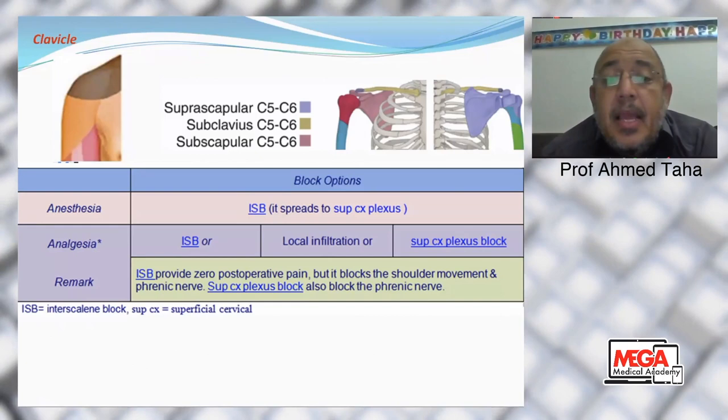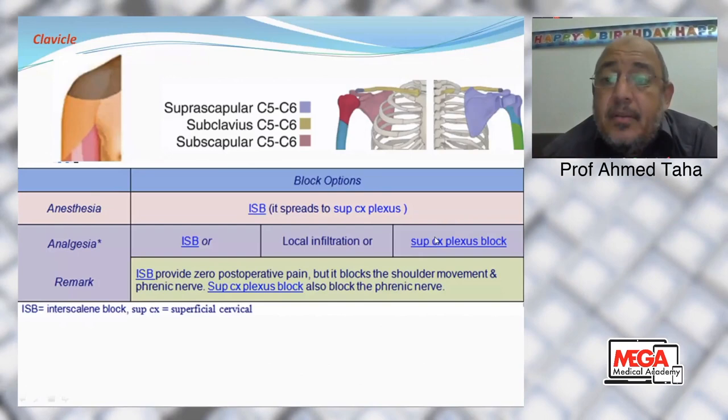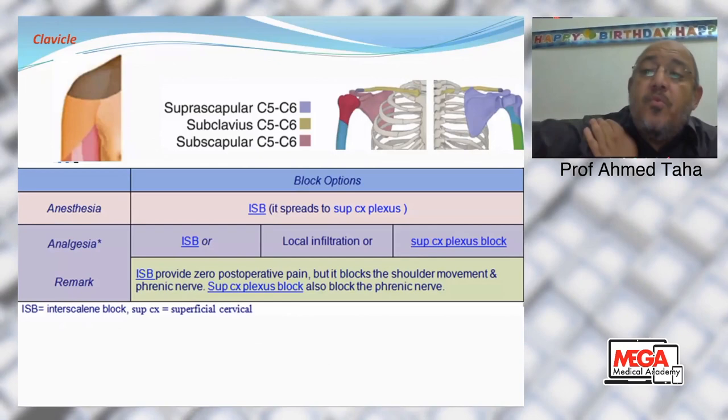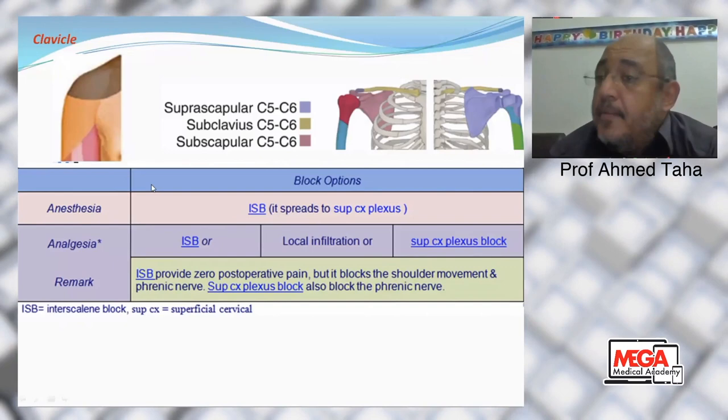However, in clinical practice, the superficial cervical plexus block also causes phrenic nerve block. So it will not give you an advantage over the interscalene block. Both of them will block the phrenic nerve, with the exception that the interscalene will keep the shoulder moving, so the patient can move the shoulder after surgery. This is for analgesia, but for anesthesia, there is no other alternative than the interscalene block.